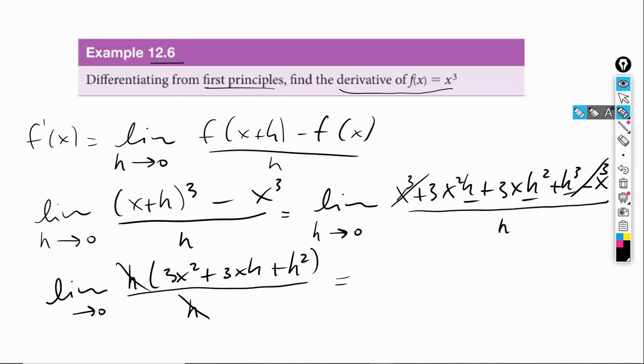So let's plug in 0 for h, and what do we get? Well, this would cancel out, this would cancel out. So we're left with 3x squared. Therefore, the derivative of f of x is 3x squared.